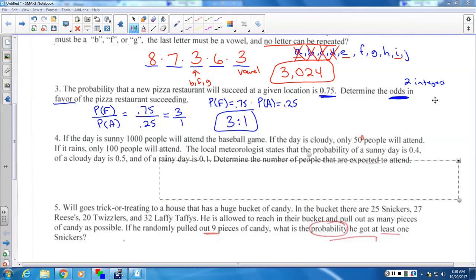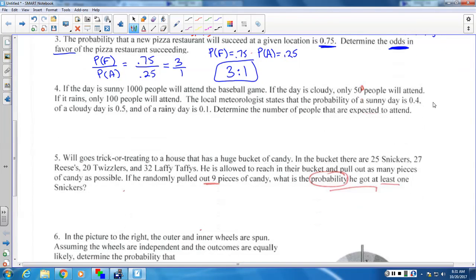Number 4 says, if the day is sunny, 1,000 people will attend the baseball game. If the day is cloudy, only 500 will attend. Did y'all say 500? If it rains, only 100 people will attend. Local meteorologists say blah, blah, blah.